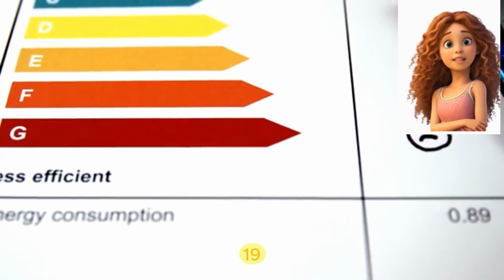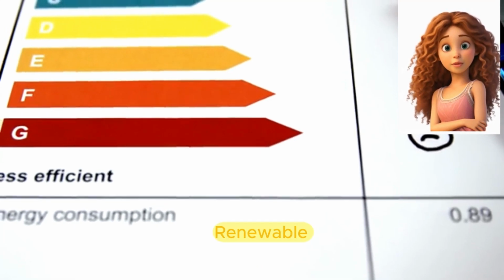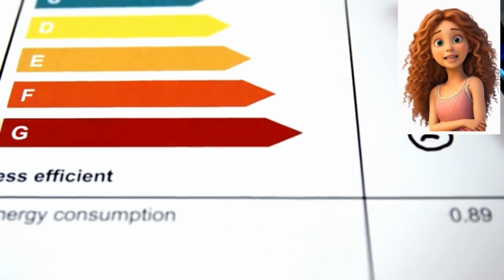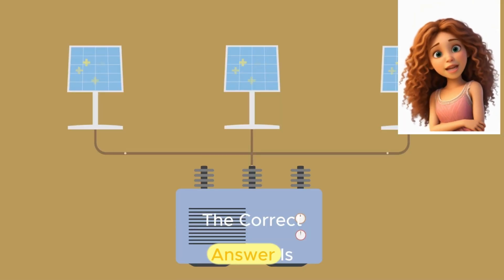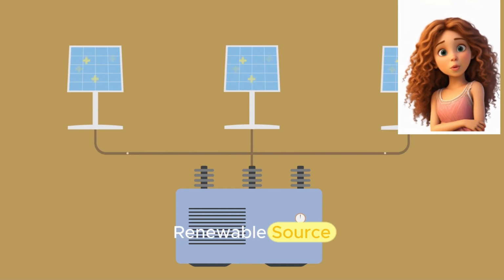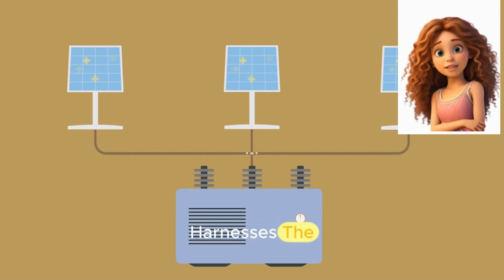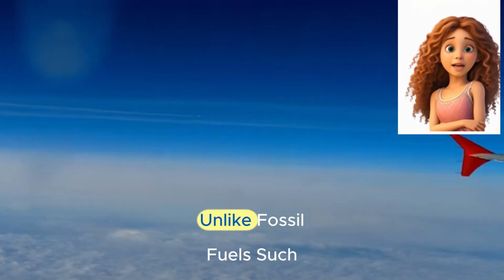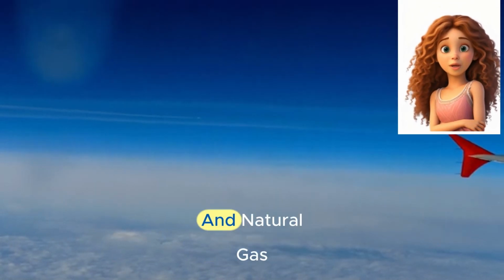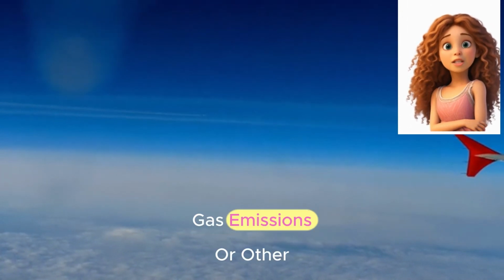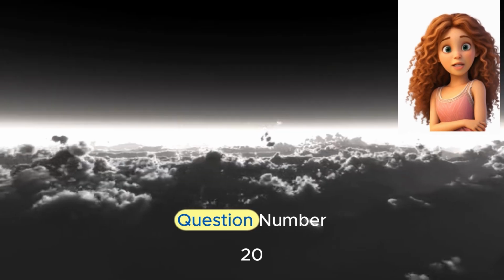Question number 19. Which of these is a renewable source of energy? A. Coal. B. Natural gas. C. Solar power. D. Nuclear power. The correct answer is C. Solar power. Solar power is a renewable source of energy because it harnesses the energy of the sun, which is constantly being replenished. Unlike fossil fuels such as coal and natural gas, solar power does not produce greenhouse gas emissions or other pollutants.